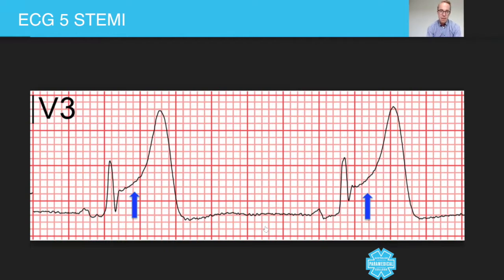For it to be a STEMI, the myocardial infarction, you have to see this in a number of different leads, which we're not talking about here. So this is an ST segment elevation. There's the J point. It's more than two small squares above the isoelectric line.